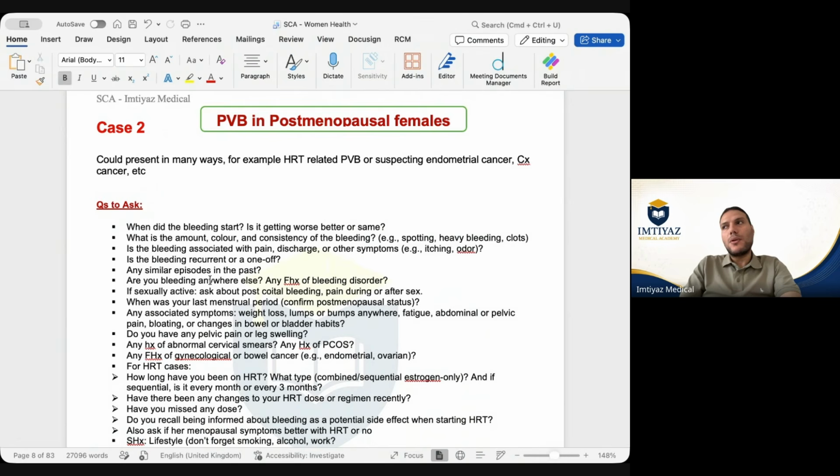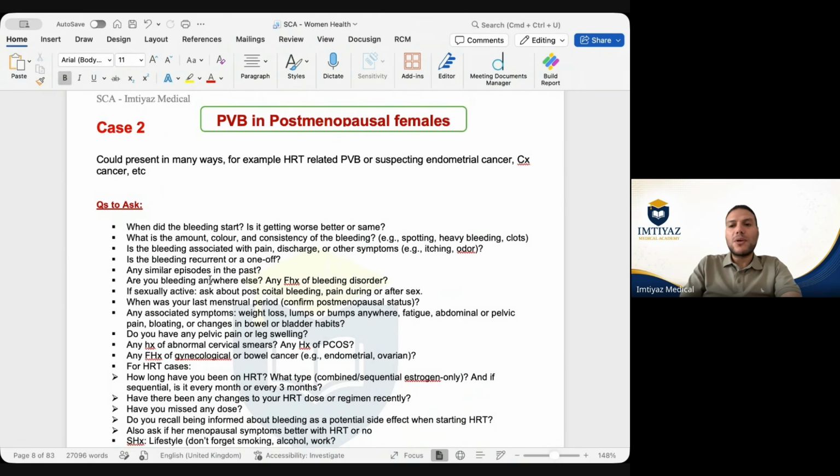You know the general rule: postmenopausal vaginal bleeding is endometrial cancer until proven otherwise. So they need to be referred with urgent ultrasound and quick referral as soon as possible. So vaginal bleeding in postmenopausal females can come in different ways, as I told you. But the most common two ways is someone had HRT and then started to have bleeding, or we changed the dose of HRT, then they started to have bleeding, or postmenopausal vaginal bleeding.